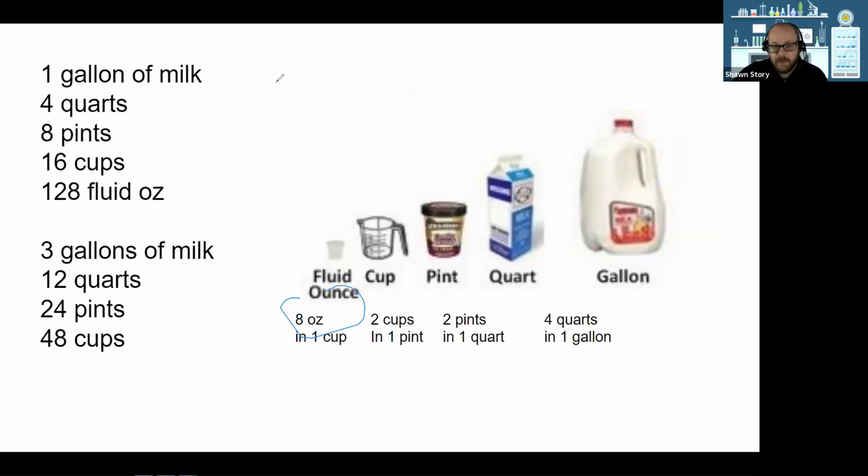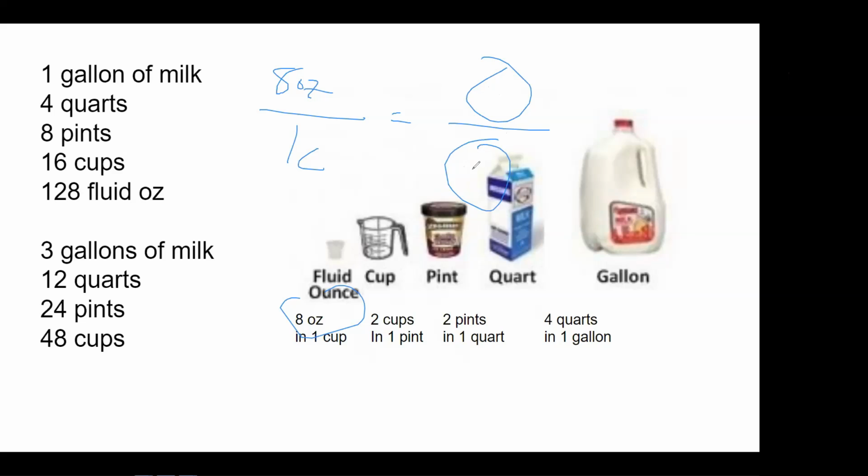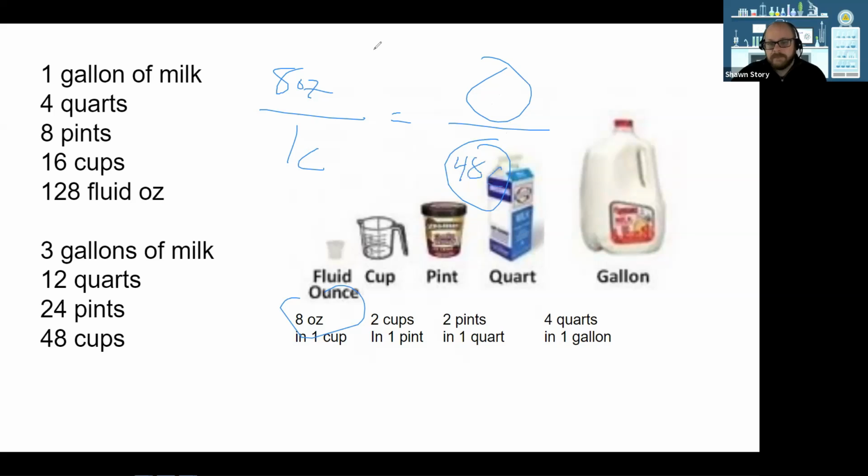We have 8 ounces for 1 cup. So I have 8 ounces equals 1 cup. That's my ratio. And I know that I have 48 cups at the moment. Do I write 48 on the top or on the bottom? Where do I write 48? On the bottom. And why do I write 48 on the bottom?